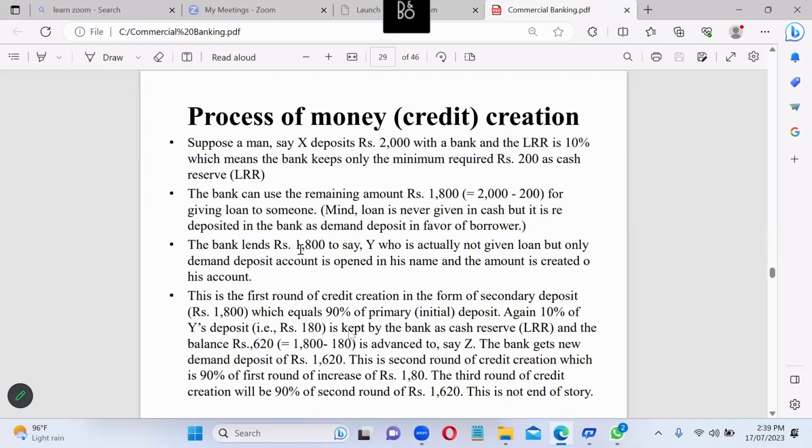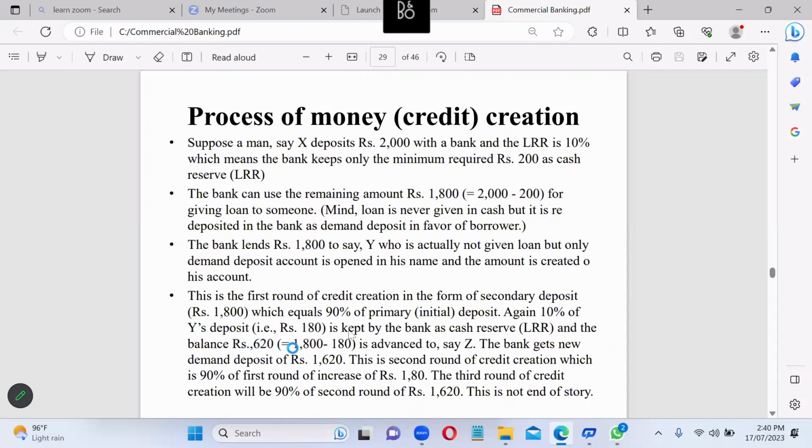The bank lends rupees 1800 to Y, who is not actually given a loan, but a demand deposit account is opened in his name and the amount is credited to his account. So this is the first round of credit creation from the secondary deposit of 1800, which equals 90%, because 10% goes to the LRR. So from Y's deposit, 10%, rupees 180, is kept by the bank as cash reserve ratio, and the balance is rupees 620.